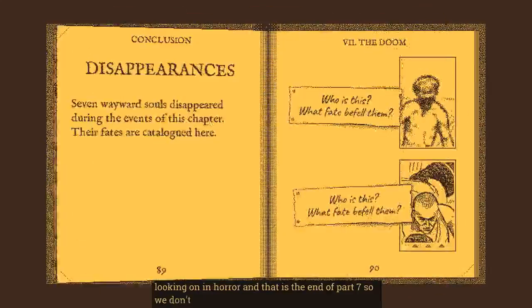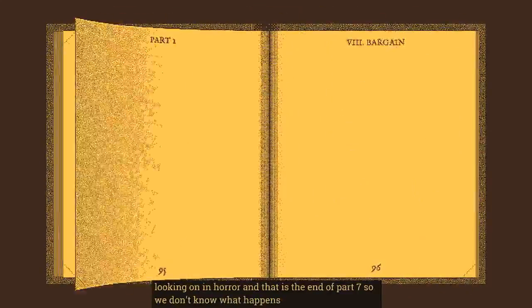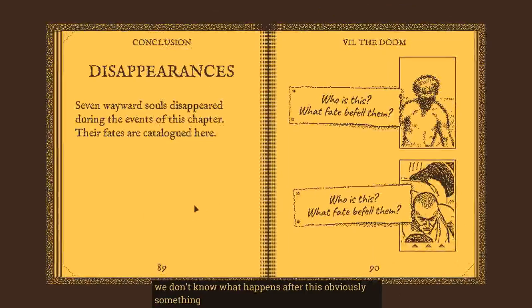So we don't know what happens after this. Obviously something, the attack probably doesn't just end there, so I don't know what goes on after that. And then at the end of this chapter we have disappearances. So people that disappeared during this chapter but didn't get their own page.